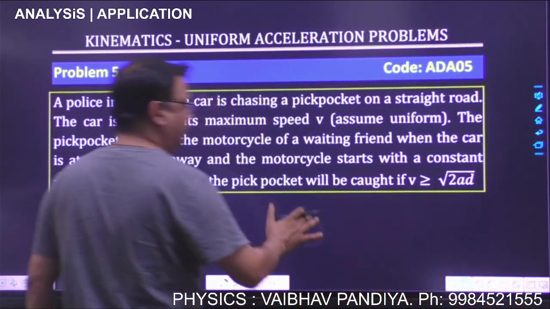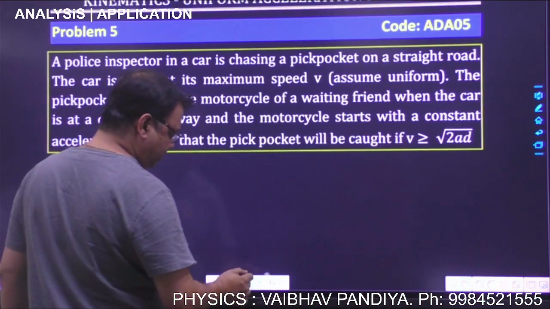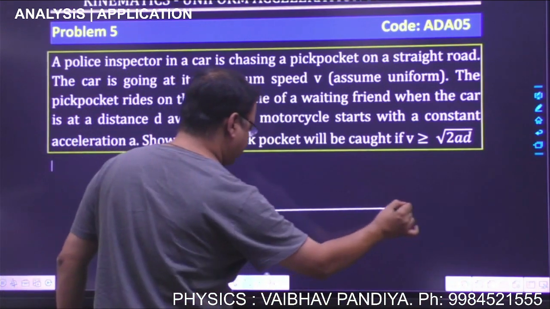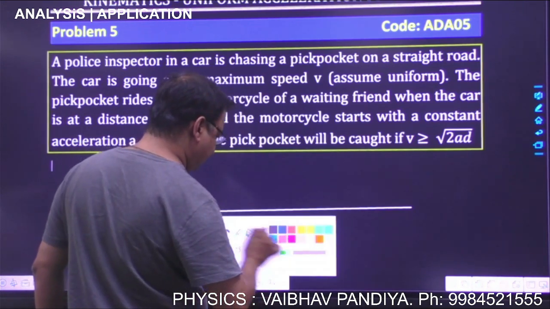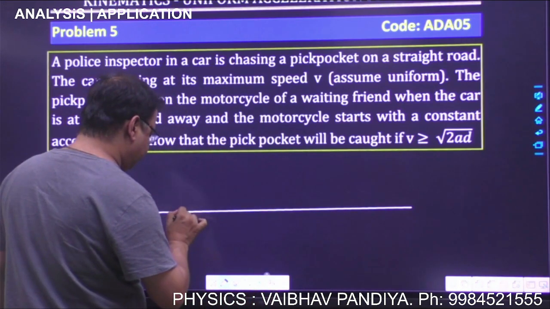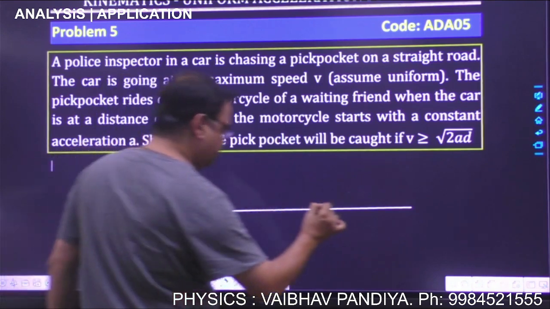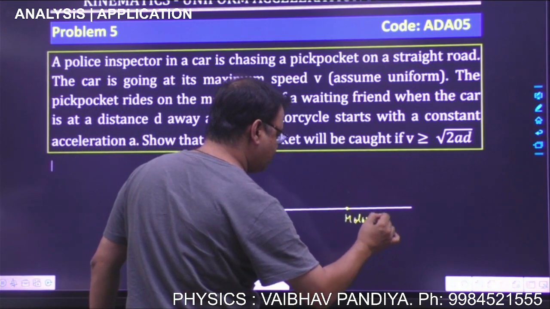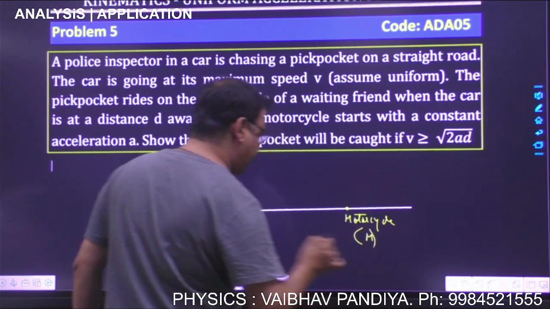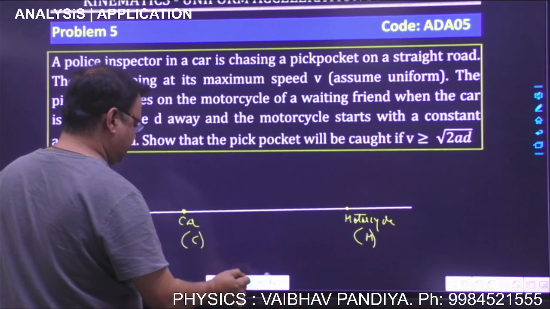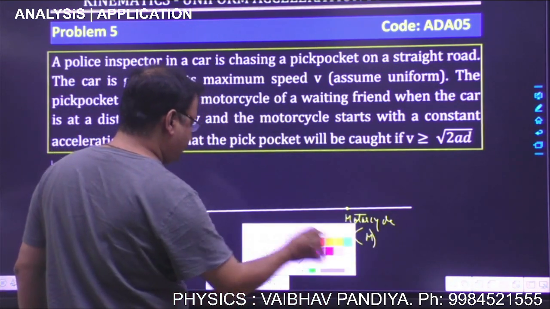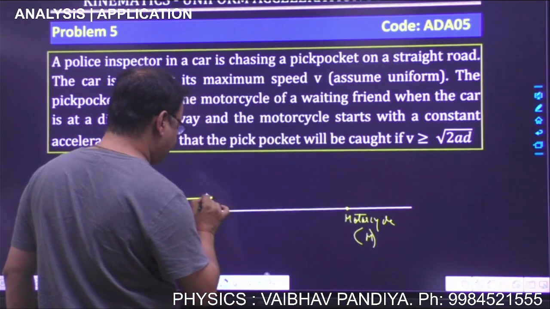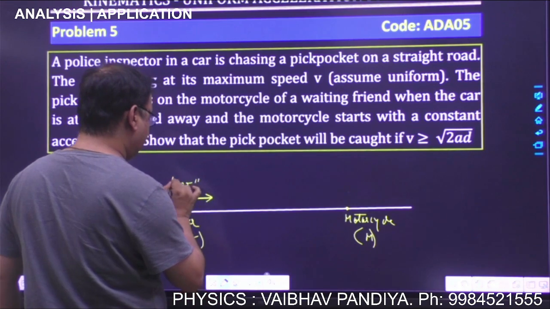So see, first let us assume both the pickpocket's motorcycle and the police inspector's car as the particle model. No size is given, correct? So suppose this is the car and this is the motorcycle, I am denoting by M, and this is by C. Okay, the car is moving with a constant velocity. It is given to assume the velocity to be constant V.